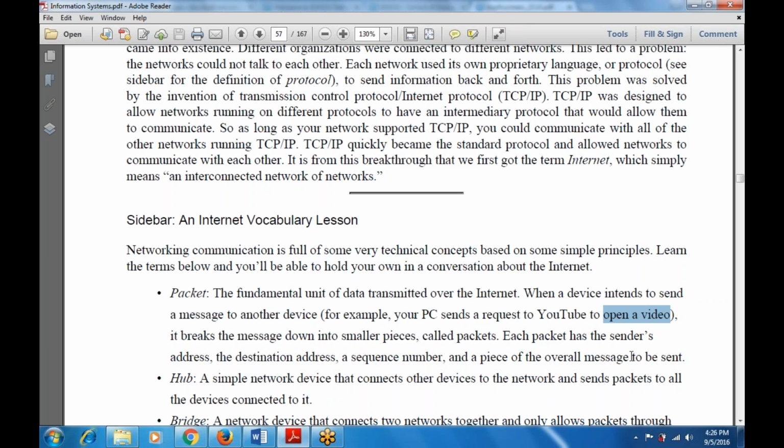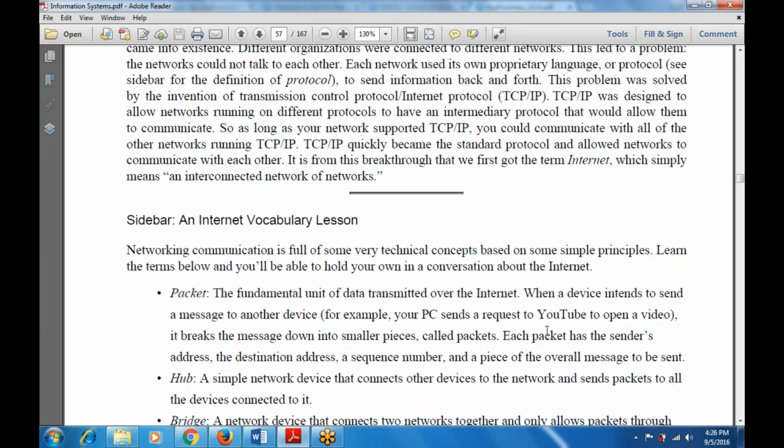Over the network, over the communication channels, the whole data is not sent in full. Instead, it is divided into multiple pieces known as packets. Each packet has a sender's address, a destination address, a sequence number, and a piece of the overall message to be sent.